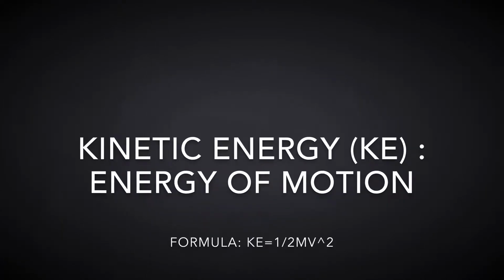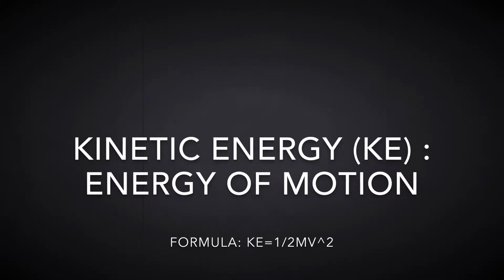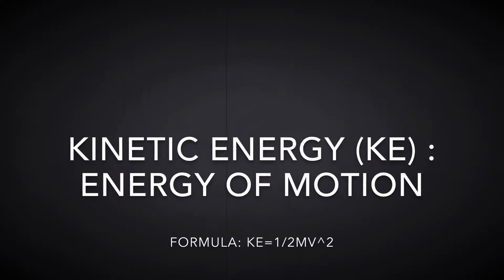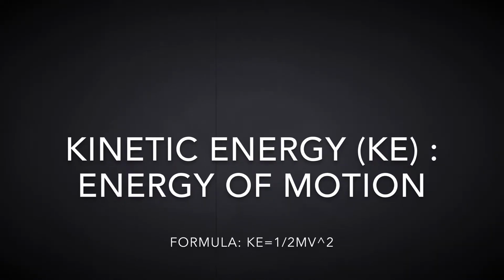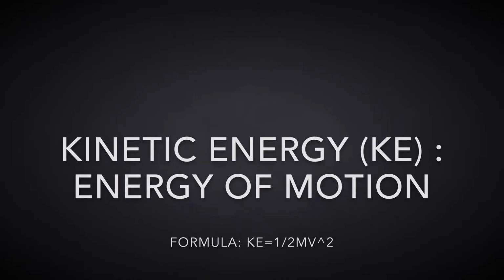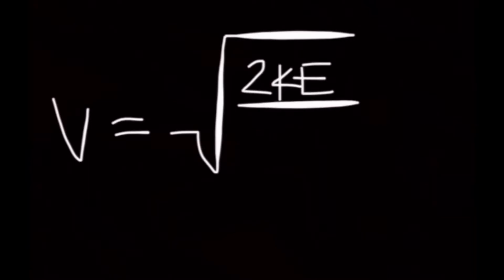We will also be working with kinetic energy, also known as KE, the energy of motion. The formula to find KE is 1/2 mv squared, m standing for mass and v standing for velocity. In this experiment, we will also have to calculate the velocity to find the kinetic energy. Therefore, the formula for velocity is the square root of 2KE over m, KE standing for kinetic energy and m standing for mass.